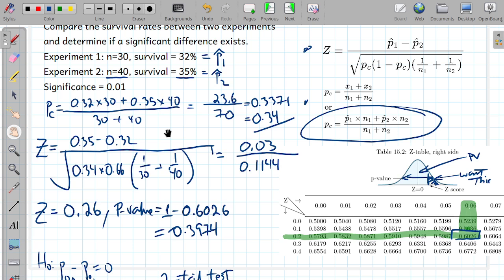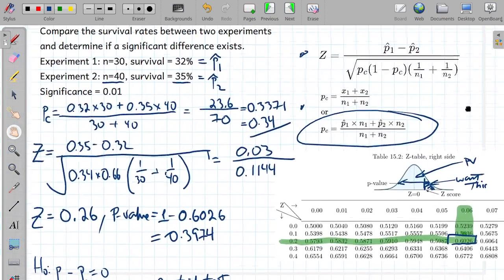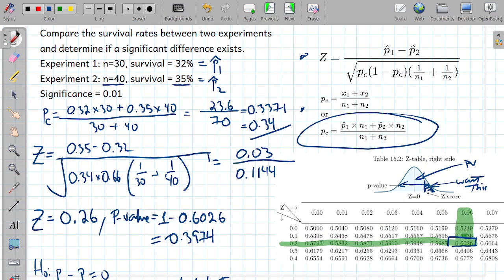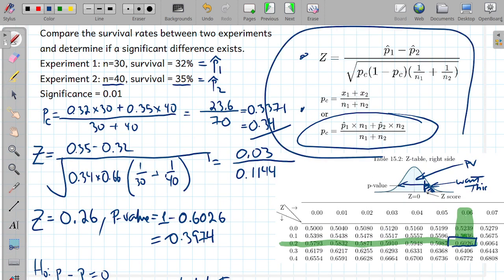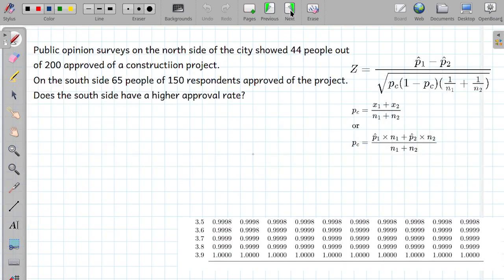So there's one of the ways we have to interact with this formula. Specifically, this example showed us how to use this computation. Now let's go to the next slide and see how the other one works out here.